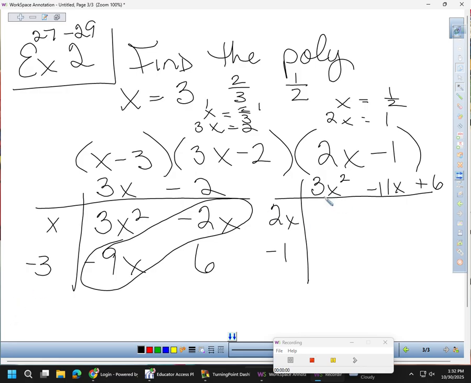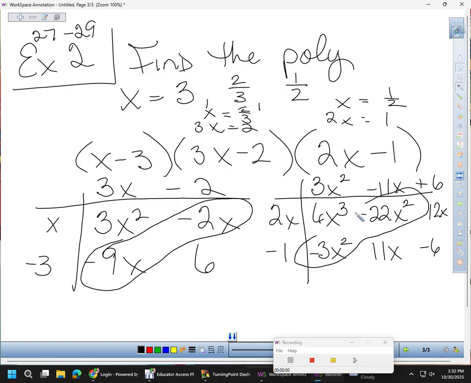2x times 3x squared is 6x to the third. 2x times negative 11x is negative 22x squared. And 2x times 6 is 12x. Next row, I have 3x squared times negative 1, or negative 3x squared. Negative 11x times negative 1 is positive 11x. And negative 1 times 6 is negative 6. Again, remember these diagonals add together.